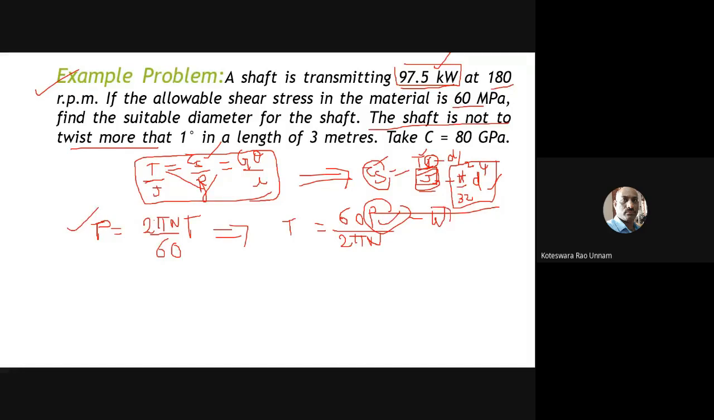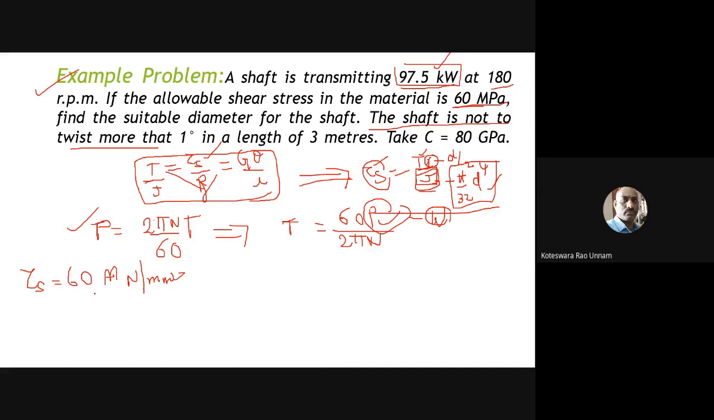Why we need to substitute in watts is again because of units. I want to find what the units are for this. Suppose I am choosing the diameter as D, and the stress value is 60 MPa. The allowable shear stress is 60 MPa, which means 1 MPa is 1 Newton per mm square only.